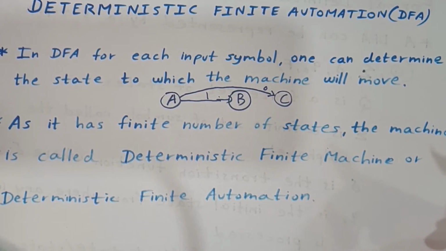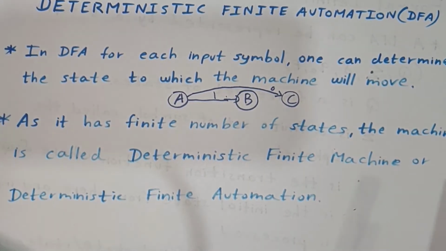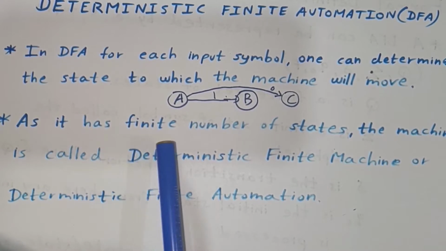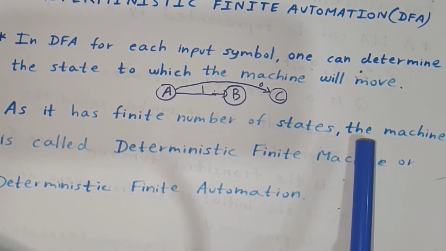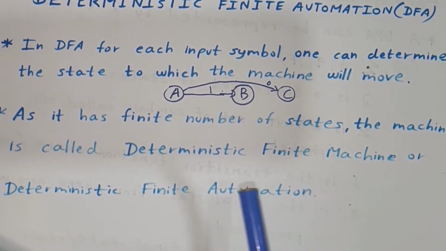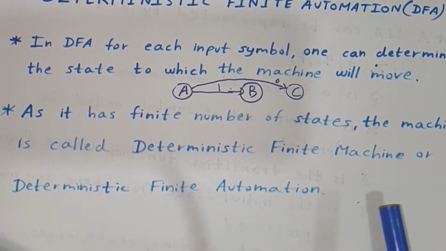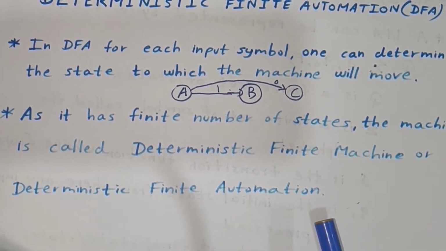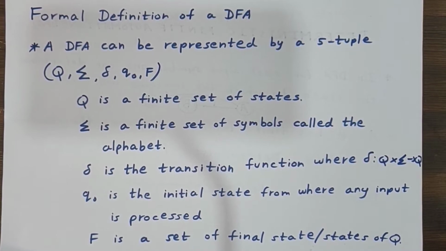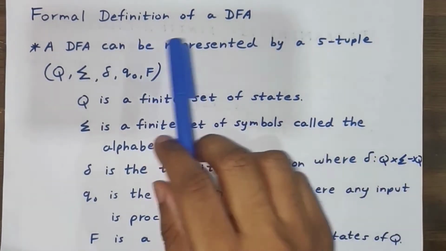The next point is, as it has a finite number of states, the machine is called a deterministic finite machine or deterministic finite automaton. So let's look at the formal definition of a DFA.